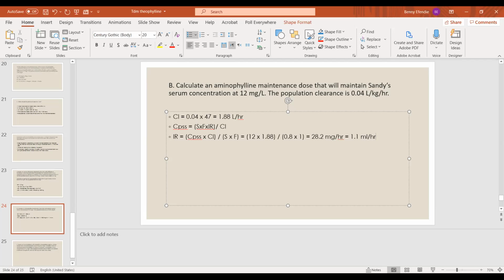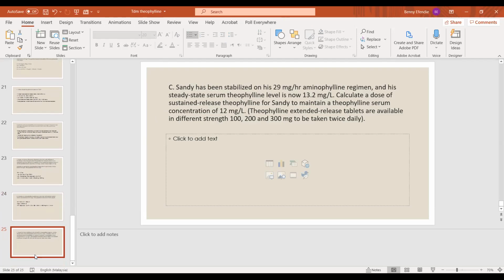Because it is 25 milligram per ml. So we need to use the infusion pump. The infusion pump will do it for us. If you ask the nurse, 1.1 ml per hour, cannot. So you have to use the infusion pump.